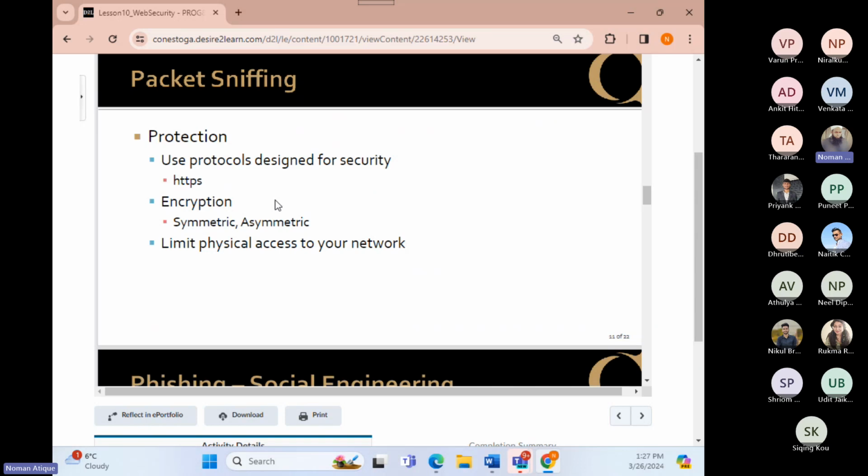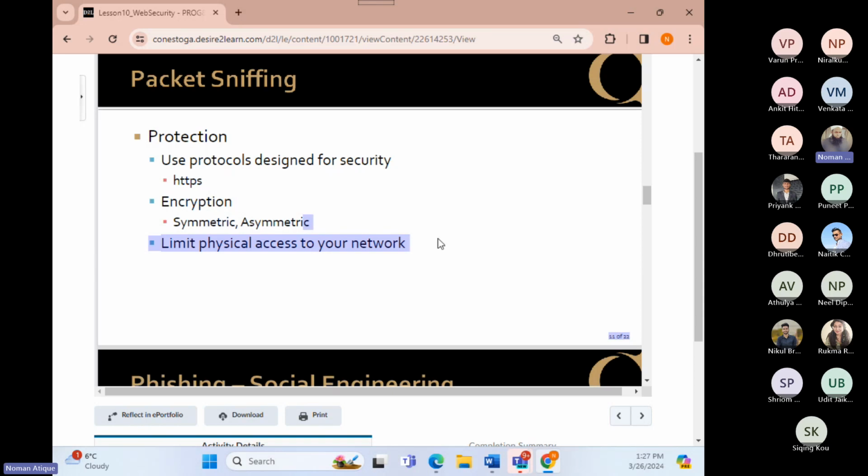Of course, packet sniffing can be controlled by using HTTPS, secure Hypertext Transfer Protocol, and we do encryption, symmetric and asymmetric. There are types of encryption that we can implement, and that is one of the things we usually do a lot: we try to encrypt our passwords by using different encryption algorithms. There are lots of algorithms in the market today, and you can use any of them.